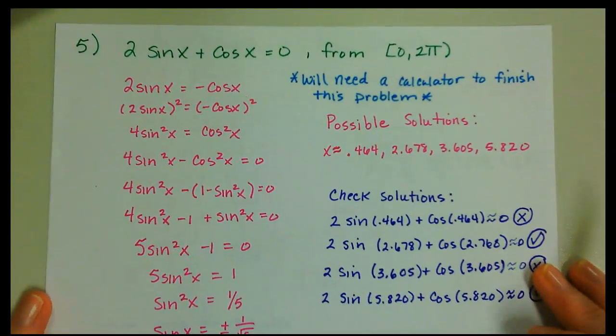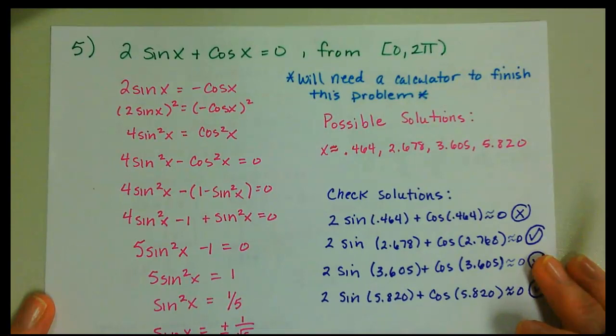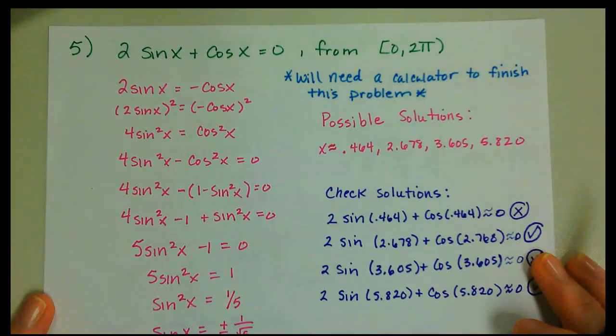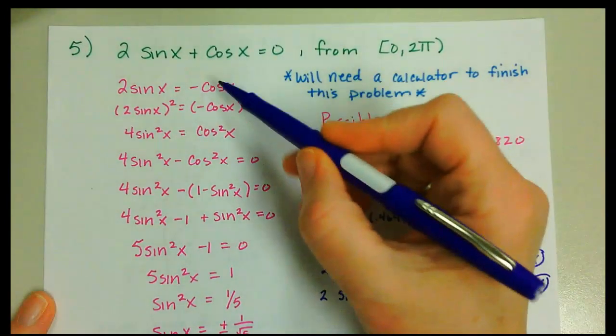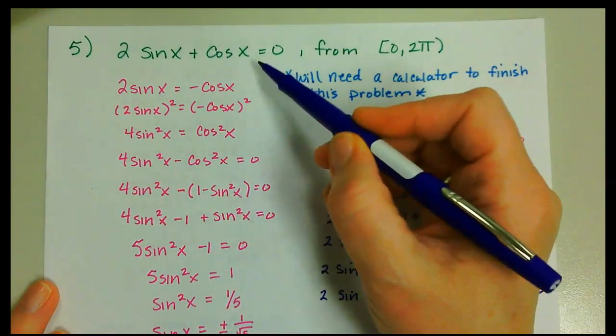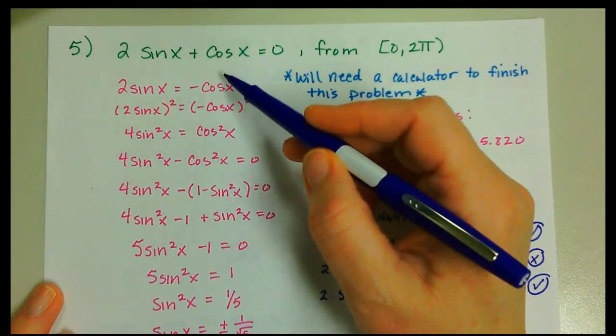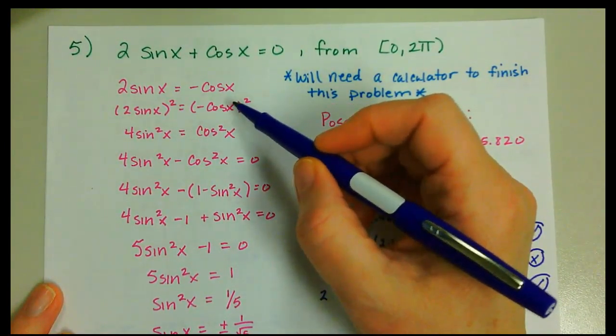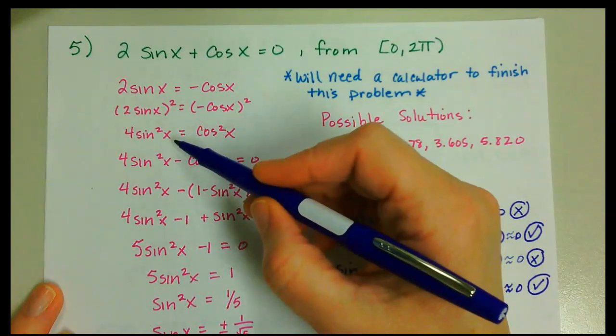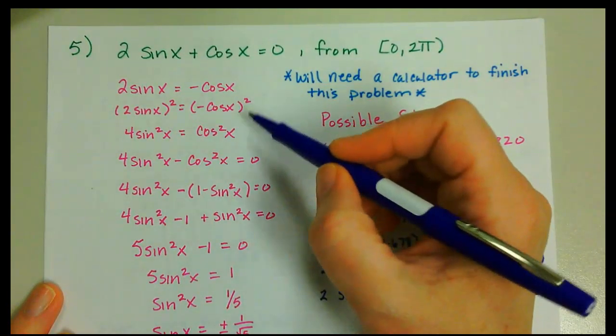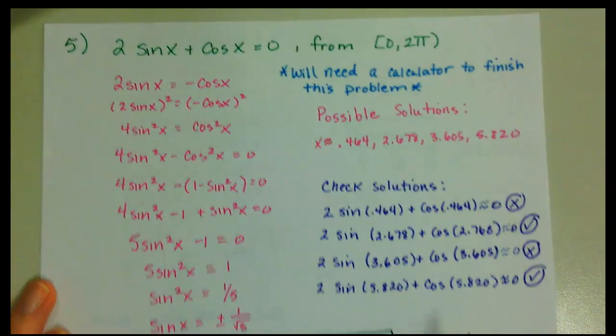Okay, so the first thing is to do what you can do to manipulate and isolate the trig function. So here's what I'm starting with, and I move the cosine over because this is similar to the last one. There's really no other way around it. We're going to have to square both sides. So when I square this side, it's 4 sine squared x. When I square this side, it's cosine squared x.